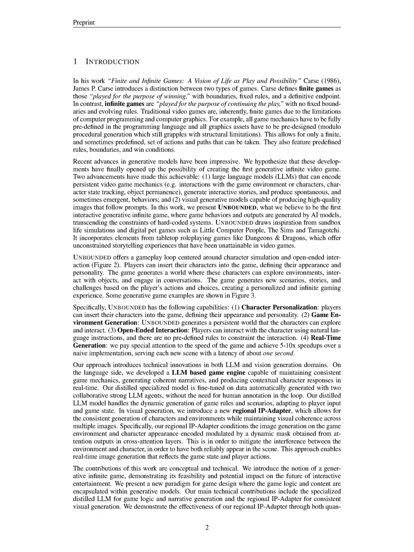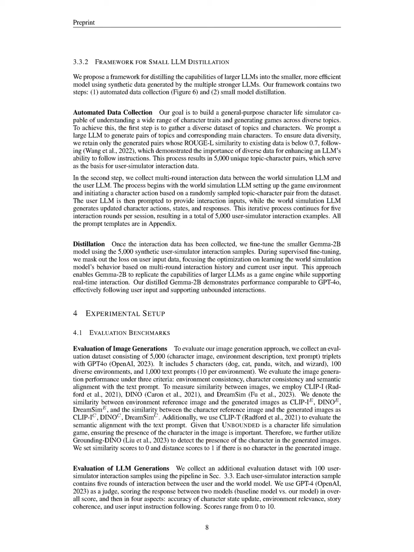The effectiveness of Unbounded was validated through a comprehensive experimental design that included quantitative and qualitative evaluations. A dataset of 5,000 triplets consisting of character images, environment descriptions, and text prompts was created to assess image generation performance based on three criteria: environment consistency, character consistency, and semantic alignment with the text prompt.